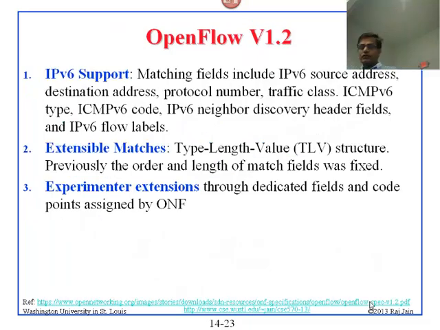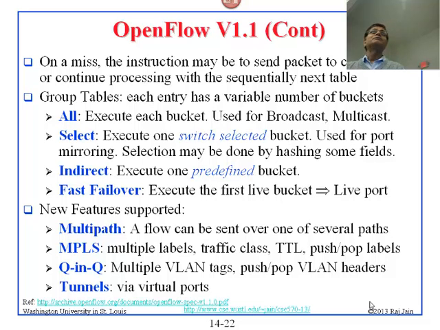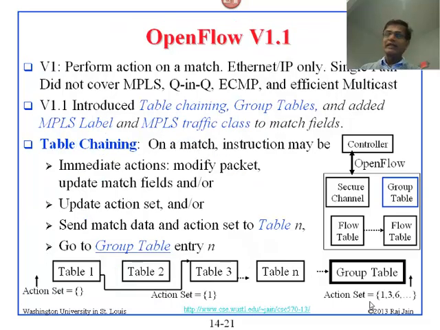Any question about 1.1 before I go to 1.2 and 3 and 4? Did everything make sense here? That they have table chaining and that they have group table. Those are the two new things. Yeah. Explain the use of multiple tables.